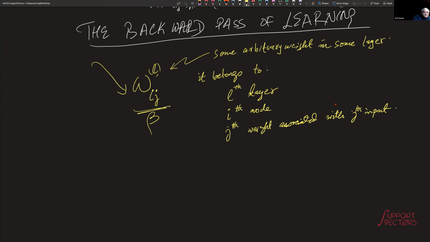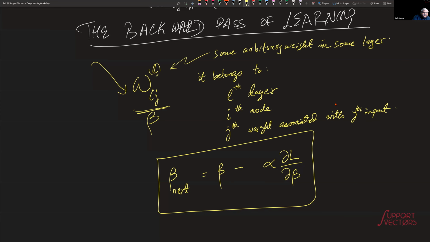Now, if you just imagine that it's beta, you remember what was our update rule for beta? How do you find beta next? It used to be the previous value of beta minus alpha times the gradient of the loss with respect to beta. This is our gradient descent rule. We did it in the previous workshops also. Do we remember this, guys?